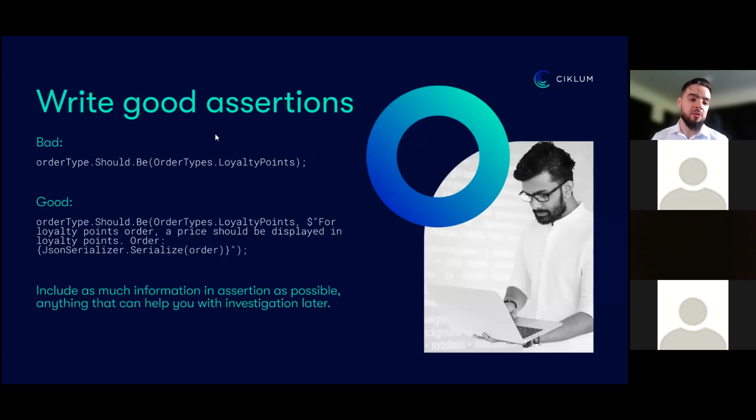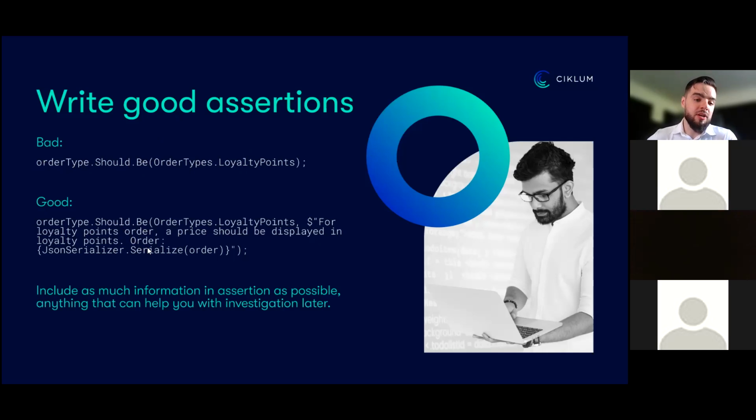And let's look at an example of good versus bad assertions. So the bad assertion usually is a simple assertion which doesn't really tell you much. It's just this should be equal that. It may seem that it's obvious, but very often it's not. And the next person who will look at it, it will not be so obvious. So an example of a bad assertion will be: order type should be order type loyalty points. And that's it. A good assertion should be detailed. So for example, you say: for a loyalty points order, a price should be displayed in loyalty points.